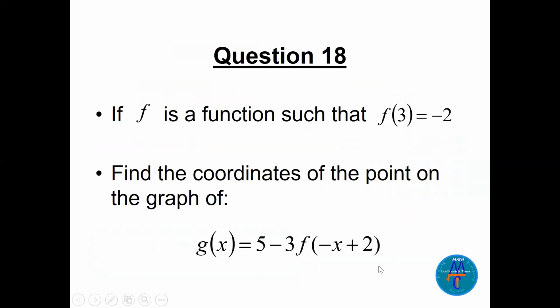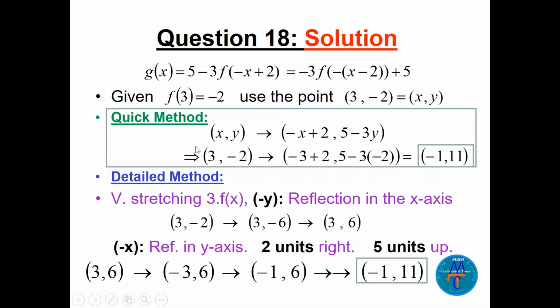It's written there. f is a function such that f of 3 is minus 2. Find the coordinates of the point on the graph of function g, 5 minus 3 f of minus x plus 2. So this is a shifting, reflection, stretching question. So I put here two methods. f of 3 is minus 2. See, there's a point here, 3, minus 2 on the function. So this is a quick method. x, y is given here, 3, minus 2.